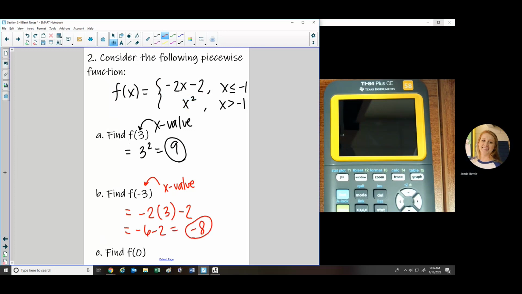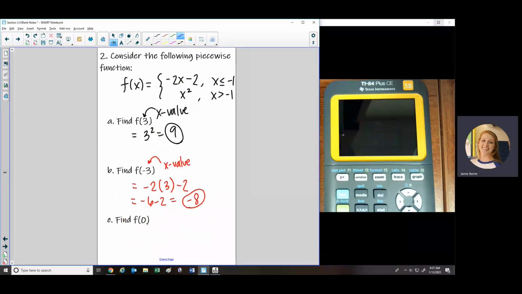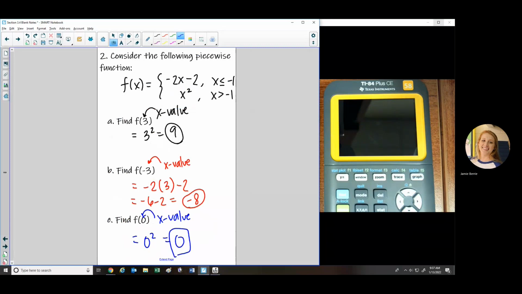All right, and then last one, find f of 0. Again, 0 is your x value. Determine which piece of the domain 0 belongs in. Is 0 less than or equal to negative 1? No, it is not. 0 is greater than negative 1. So you're taking 0, plugging it in for x in the bottom piece. All right, so that becomes f of 0 equals 0 squared, which is 0. And you're done. All right, so that's everything for this video.